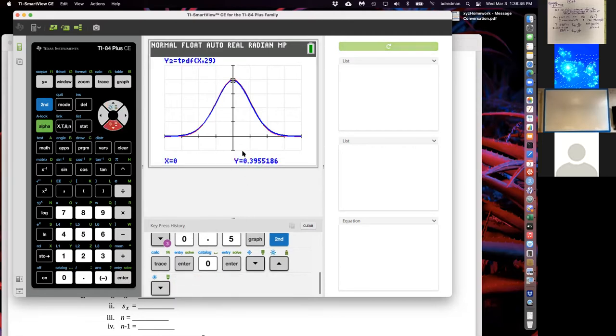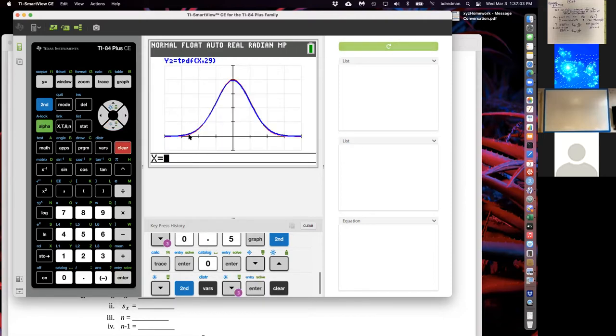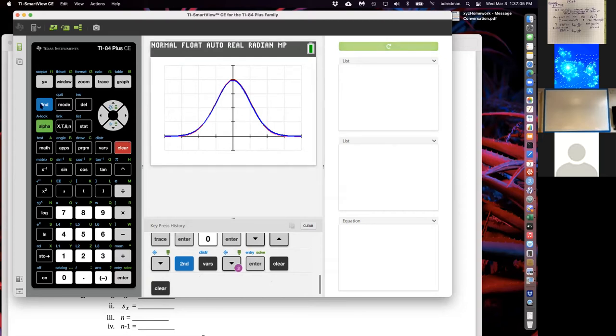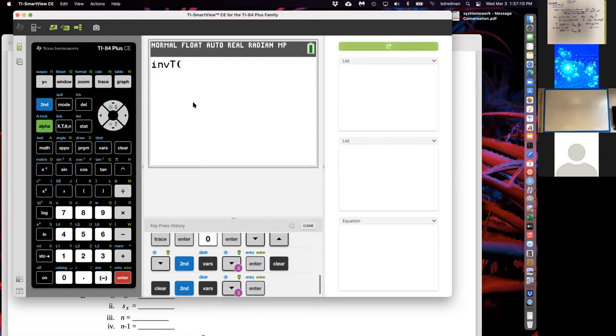But the principle is still the same. I want the upper and lower 5% tails of this graph. So I can go to the distribution and calculate that: the inverse T value. Well, I don't want to calculate it here, excuse me. I want to calculate it on my screen. What's the inverse T value? And remember, I want a 90% confidence interval. So that means alpha is 10%, so that means alpha over 2 is 5%.